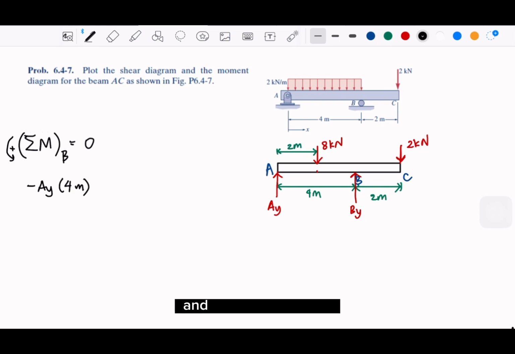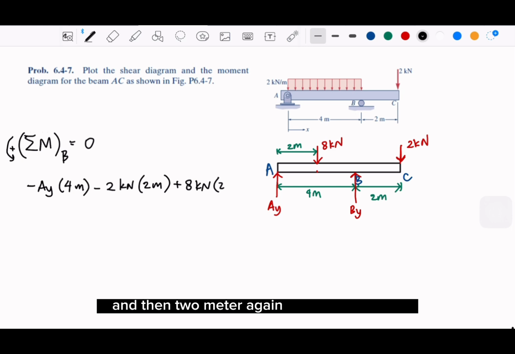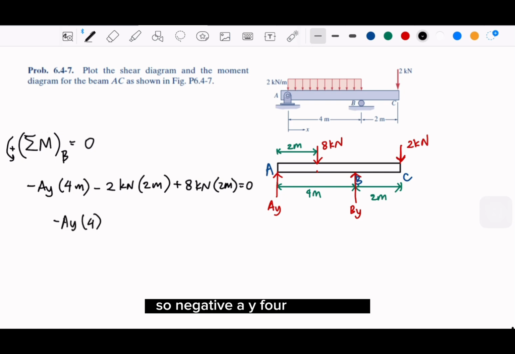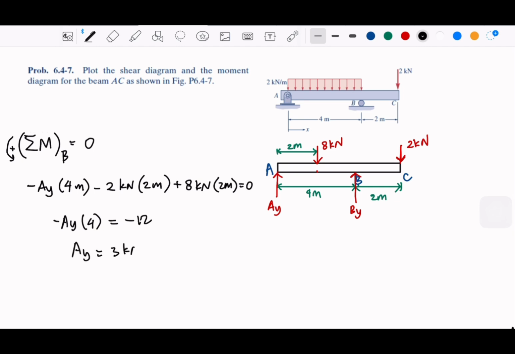Okay, and then negative 2 kilonewton multiplied with 2 meter, and then plus 8 kilonewton times 2 meter again, equal to 0. So negative 4 plus 16, 16 minus 4 is 12. So negative AY times 4 is equal to negative 12, so AY is 3 kilonewton.